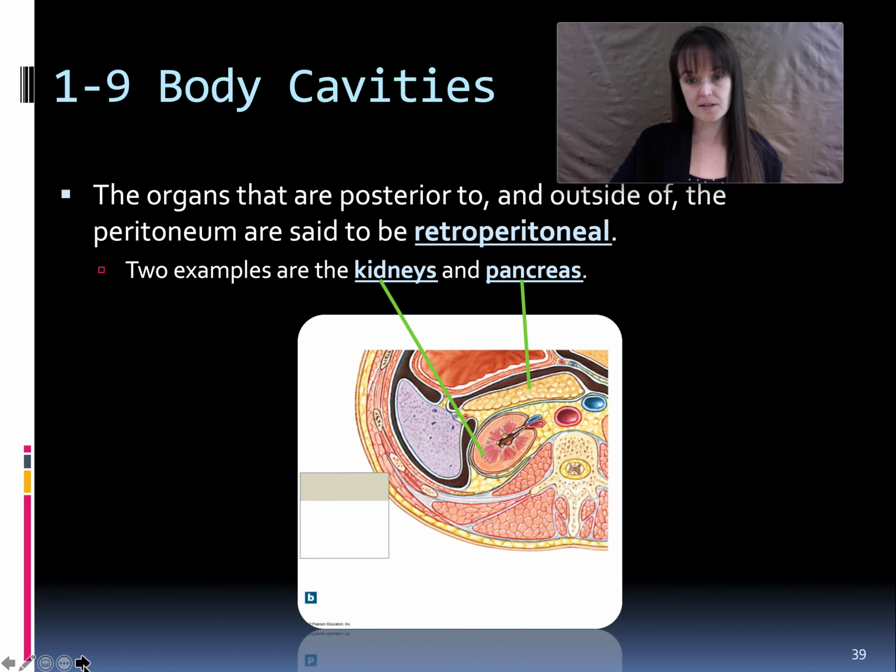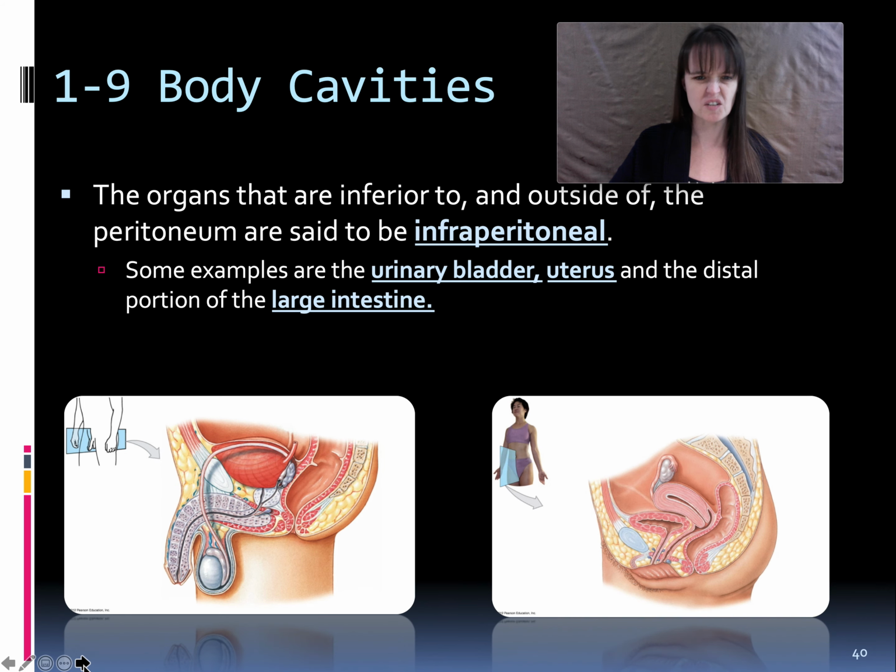Retroperitoneal: kidneys, pancreas, the duodenum, and the adrenal glands, which are on the kidneys. And infraperitoneal: the urinary bladder, the uterus, and the distal portion of the large intestine. We said we'd normally use proximal and distal for the limbs, but it's also used for things like the intestines. When they begin, when the food first enters them, that's the proximal portion. And then where they exit, that's the distal portion.